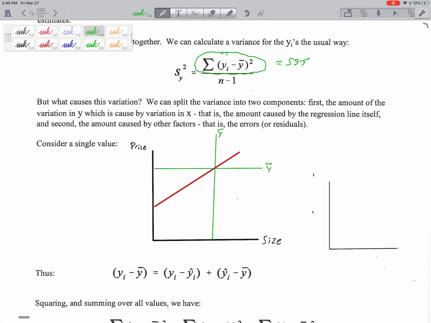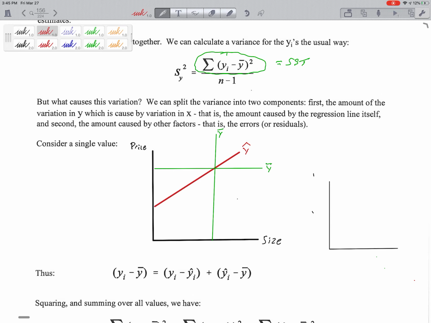And remember what we said at the bottom of page, where was it? I think it was S5. We said that the regression line, the sample regression line, which is this guy right here, passes through the point X bar, Y bar.